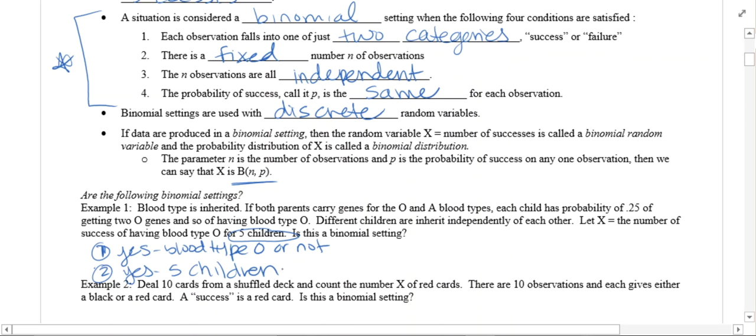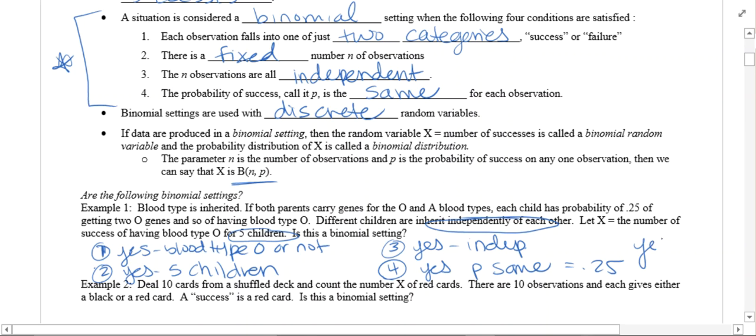Are they going to be independent? Are the N observations all independent? Yes, they told us the children inherit it independently. So yes for independence. Number 4, the probability of success, is it the same for each time we do it? Yes, P stays the same, and it equals 0.25. Okay, so this would be yes, binomial.